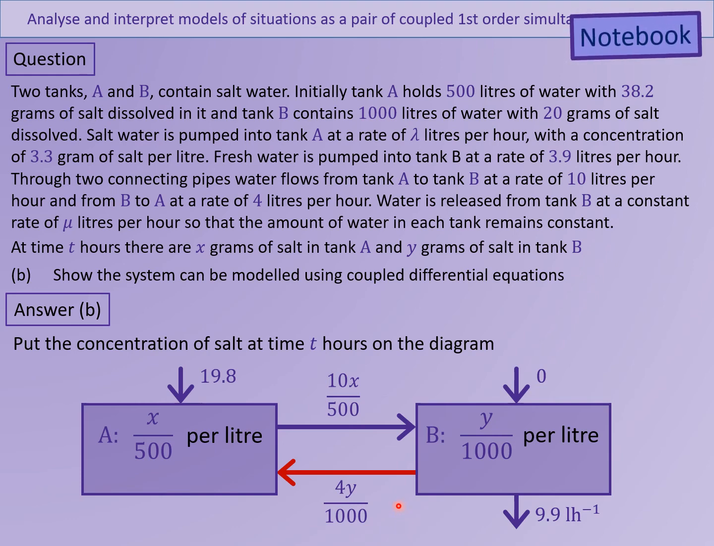Okay. What else? Oh, I haven't done this bit. What's venting out? That bit there is going to be 9.9 lots of y, so it's 9.9y over 1,000. So I've gone through and I've converted everything to the amount of salt, either in terms of x or y, depending on which tank it is. Right, so I've put the concentration of salt on my diagram.